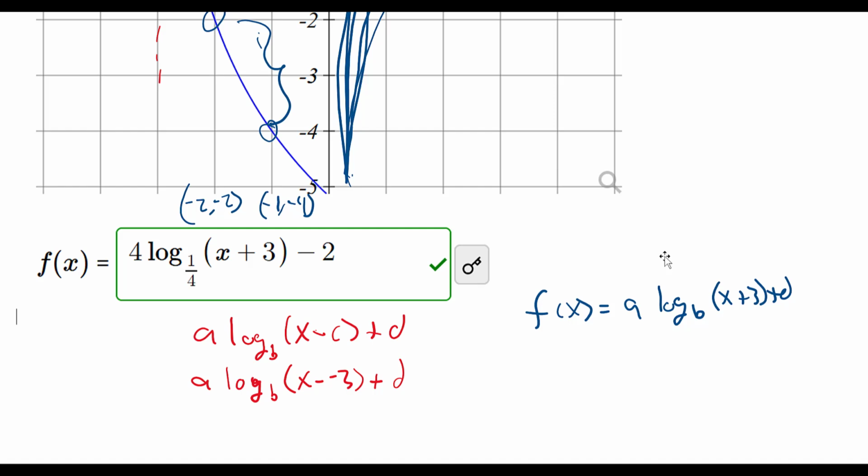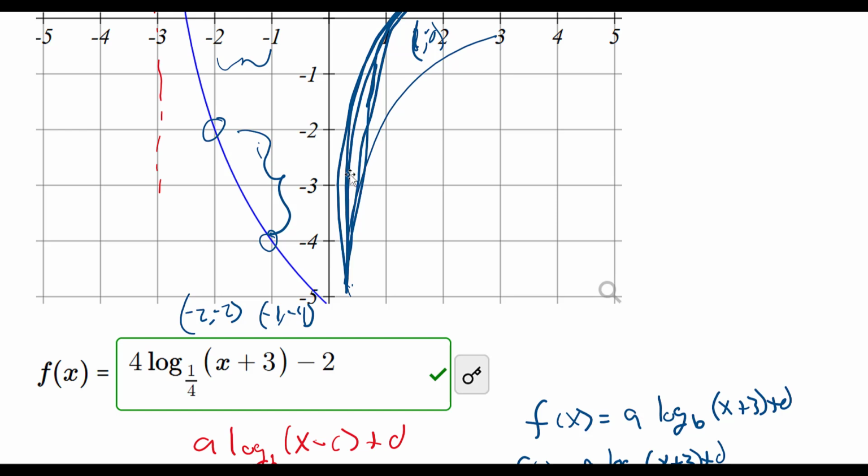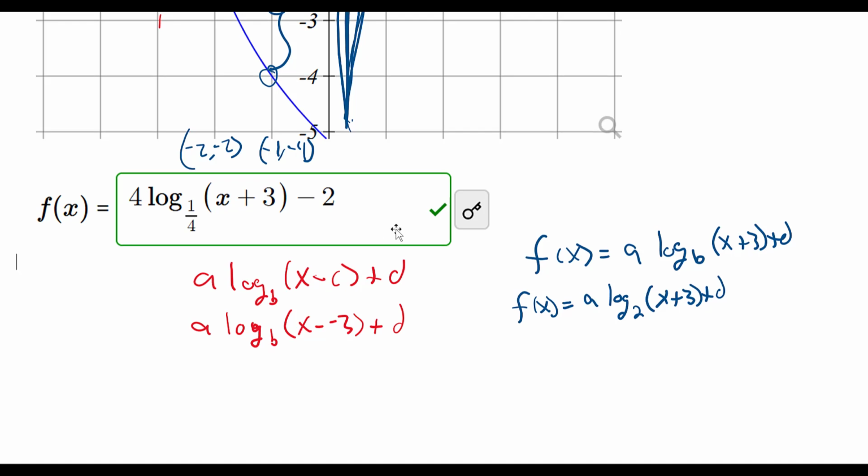I'm going to say f of X is A log base 2 of (X plus 3) plus D. This may be way off, but we'll just see. The A is going to factor in for this -4 coming down, and there'll be a shift. So let's look at our points.